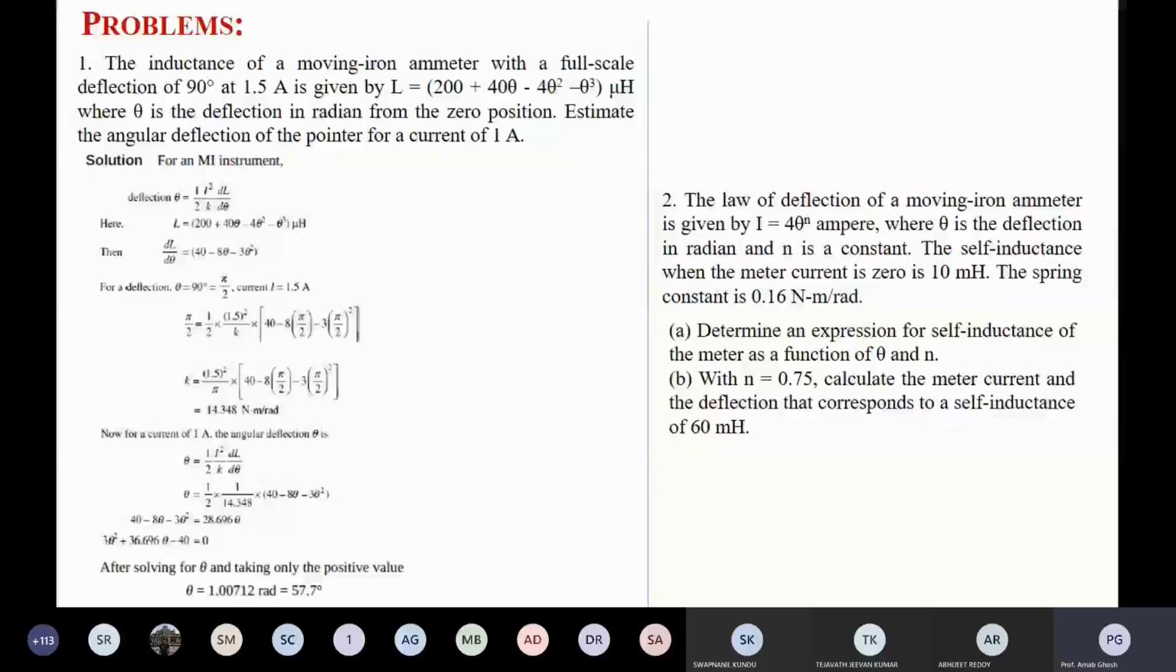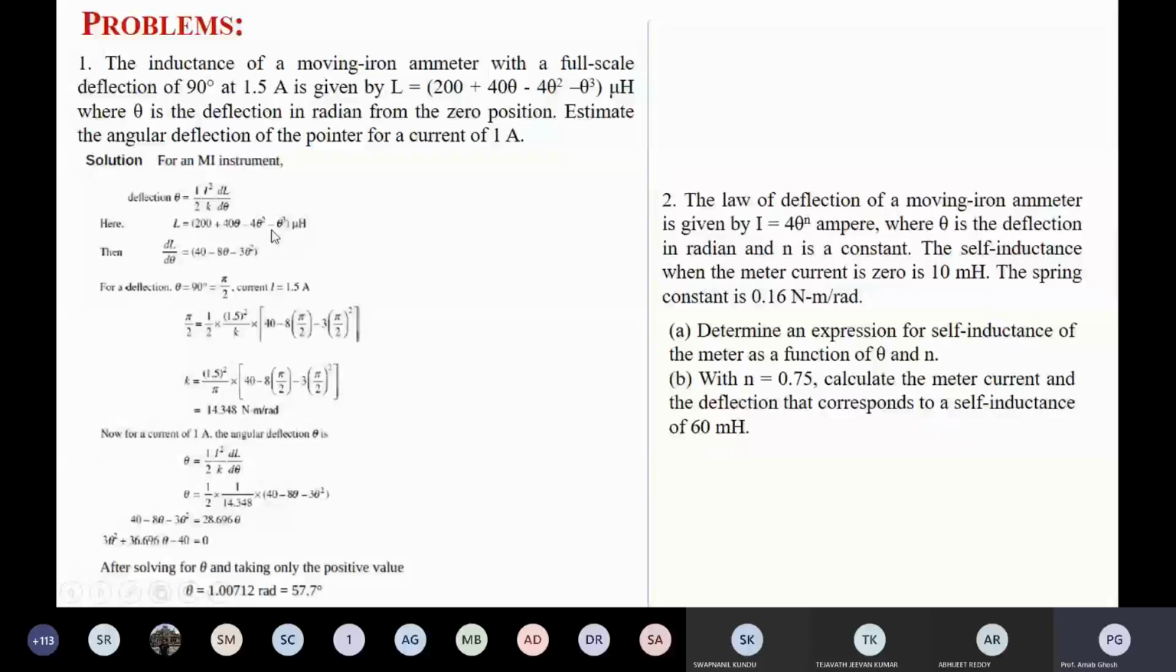So the maximum current this instrument can carry is 1.5 ampere, and here the current is 1 ampere. If you see the solution, you know the expression for the MI instrument: deflection theta is half I square by k dL by d theta. You have the expression of L, so you can differentiate it: 200 plus 40 theta minus 4 theta square minus theta cube microhenry. So dL by d theta: this is constant, it will be 0. So 40 minus 8 theta minus 3 theta square.